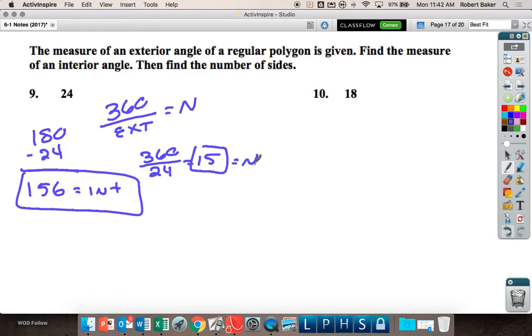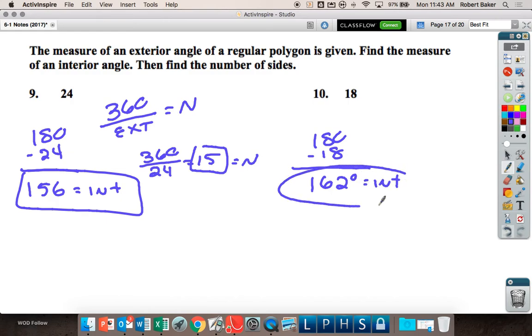Equals 8. Is that bad? So it's being familiar with the formulas. If I give you a shape that has an exterior angle of 18 degrees, how big is the interior angle? The interior angle measurement is 162. How many sides does that shape have? 20. So that shape is called a 20-gon.